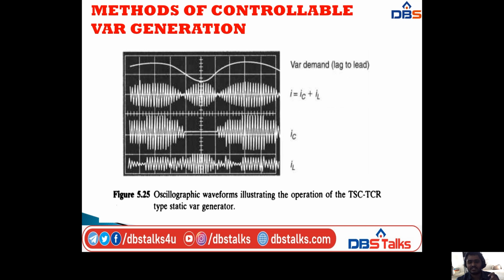That means oscillographic waveforms illustrated in the operation of the TSC-TCR type circuit generator. To observe these waveforms, we have to use the CRO. At the bottom we have the inductor current, above this we have the capacitor current, and finally we have the total current, that is I equal to the combination of capacitor current and inductor current. Finally we have the VAR demand, which goes from lag to lead. Like that we have the oscillographic waveforms illustrated in the operation of the TSC-TCR type circuit generator.